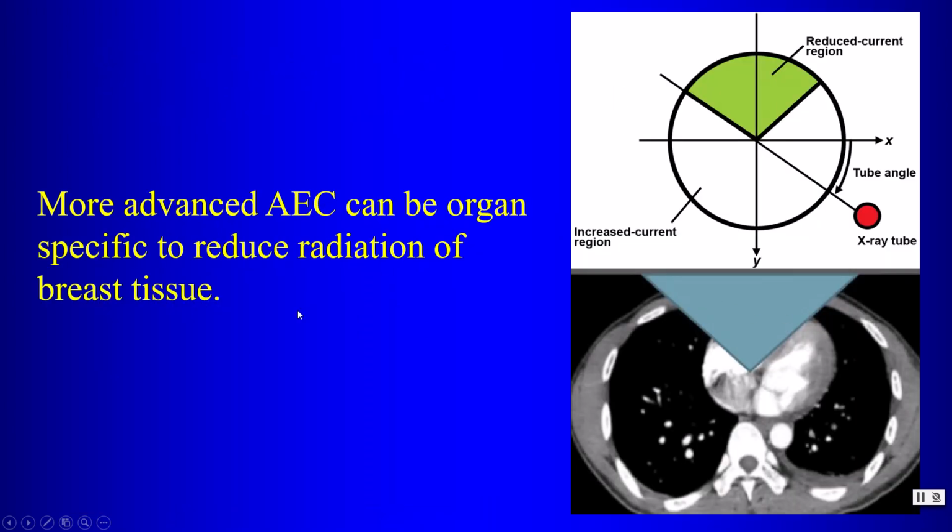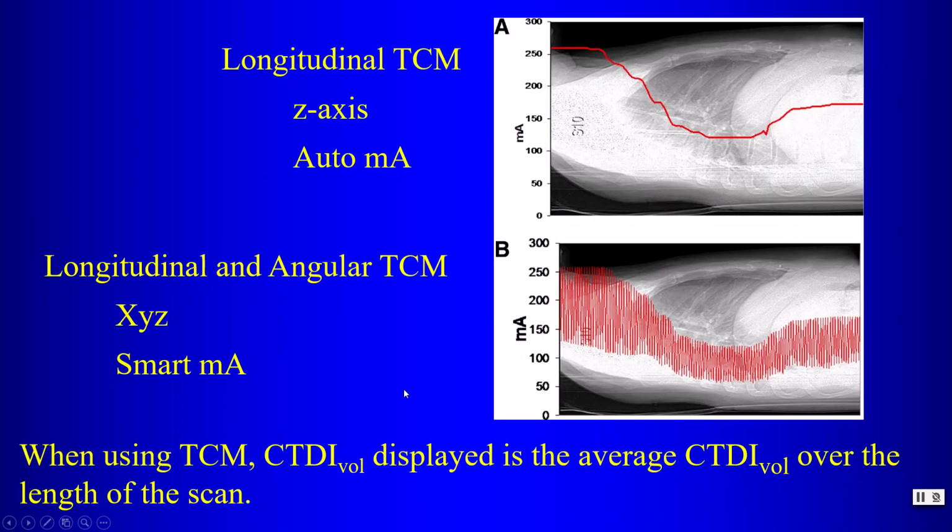Now, there are more advanced techniques that can be organ specific to reduce the radiation dose to breast tissue. So when you're scanning from the anterior direction, that might decrease the amount of radiation you're giving to the breast tissue. So this has also been attempted. So we have longitudinal tube current modulation, where we change the tube current depending on the thickness of the anatomy that we're scanning here from the top down.